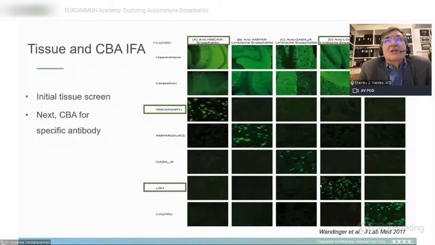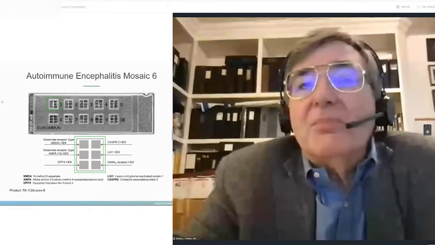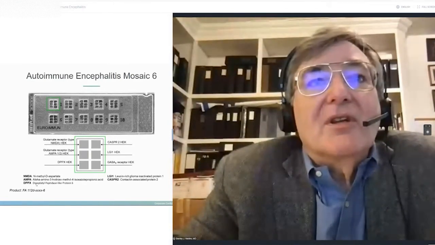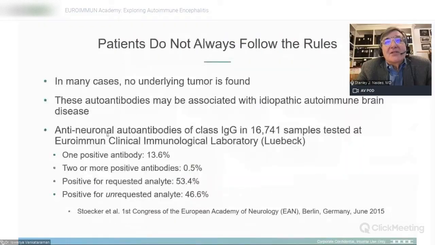In that instance, that patient shown in the fourth column, the CBA lights up the cell stain, representing staining of the LGI1 that has been expressed, but not the other CBAs in the mosaic. So there is a mosaic that is available that captures the antibodies that Dr. Piquet described. This is a EUROIMMUN product. The AP3B2, as Dr. Piquet pointed out, is not yet commercially available, although one hopes that it will be soon. EUROIMMUN did participate in the study that described the AP3B2 as part of their UFO project, which I'll talk about shortly. And here's this sample, the staining.